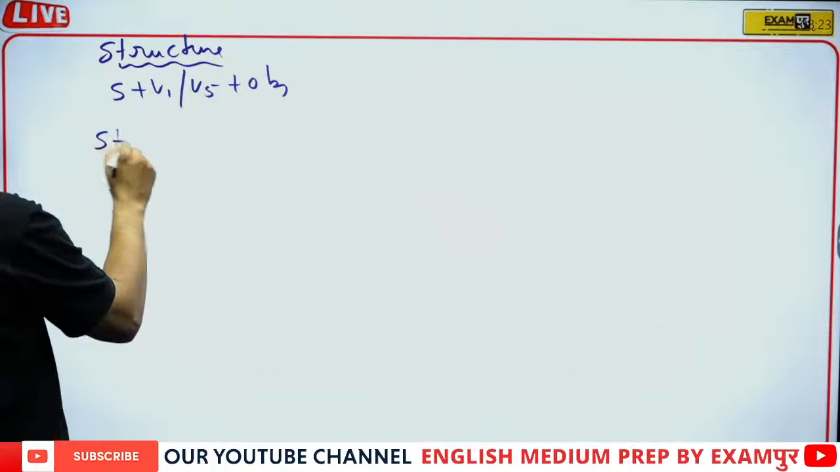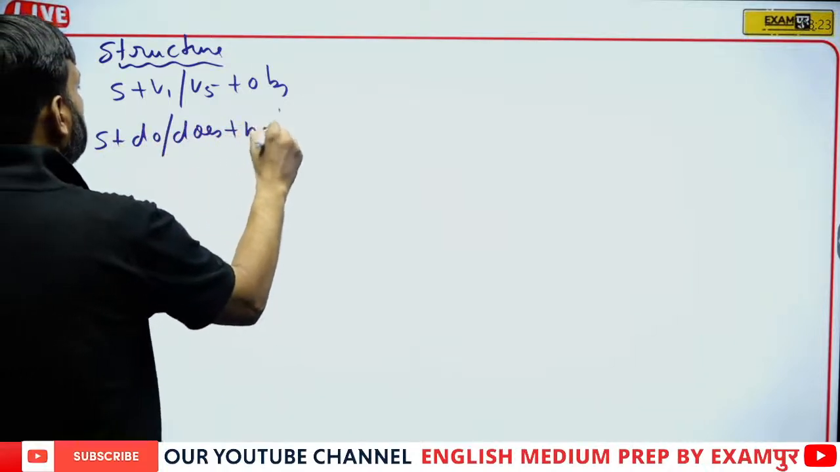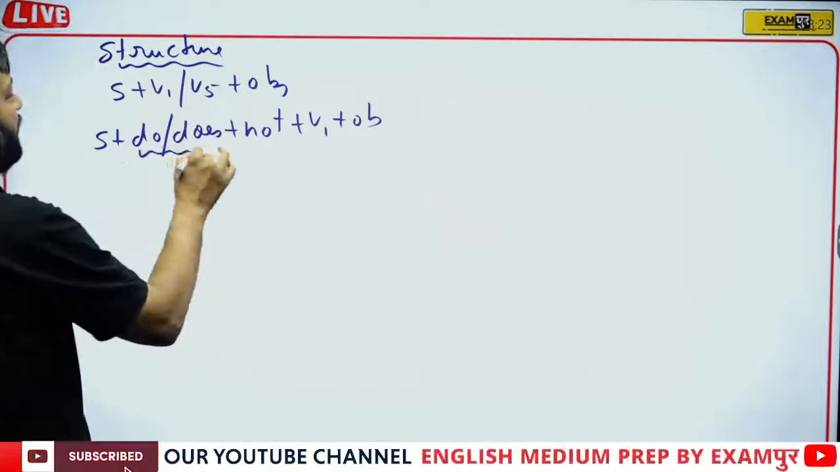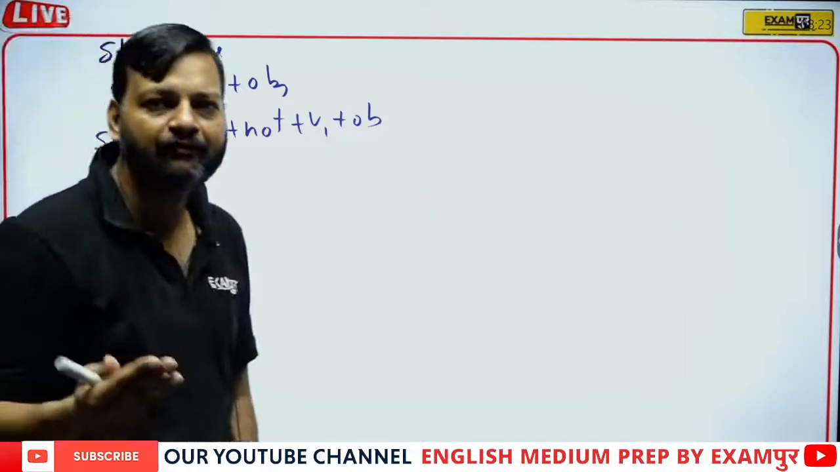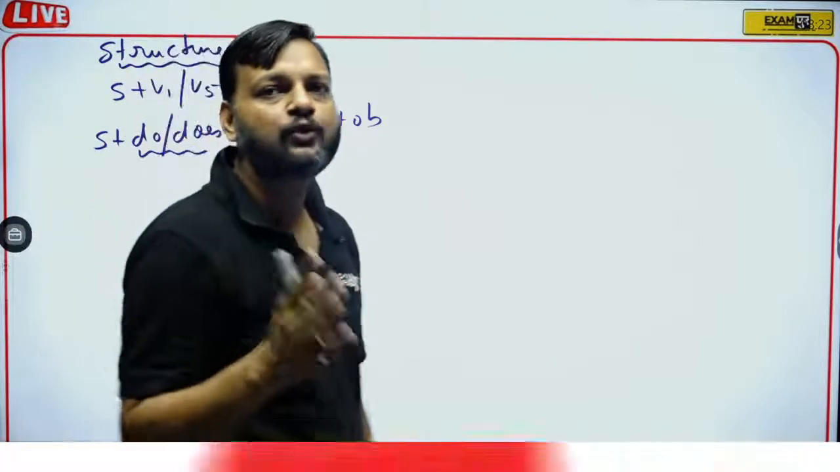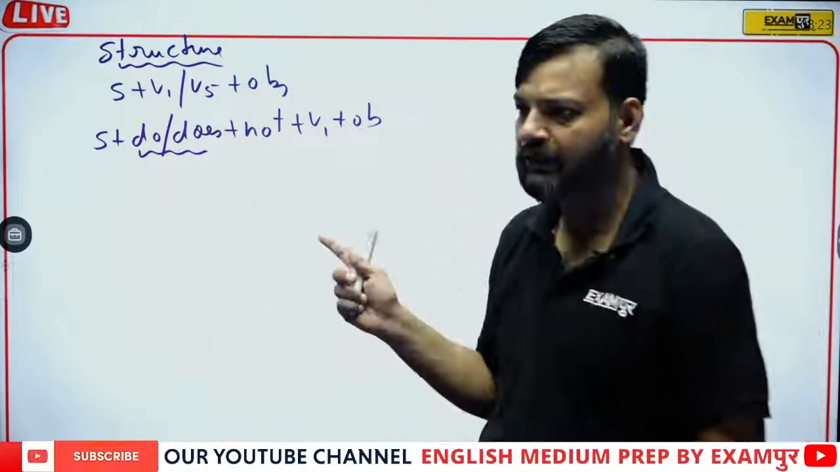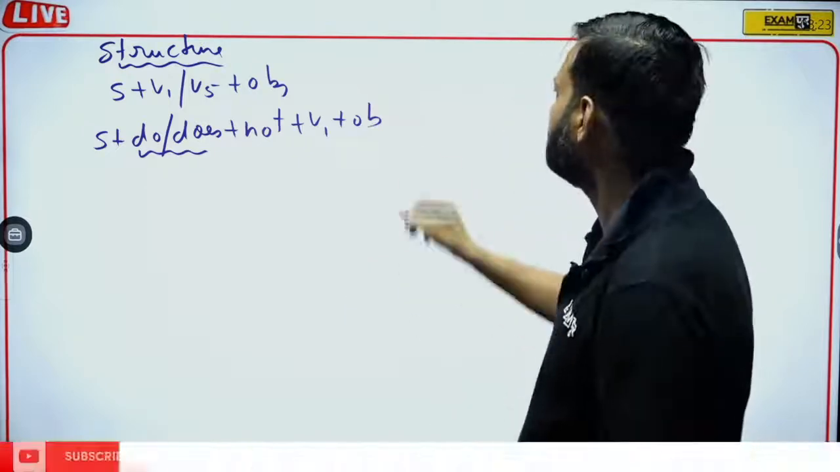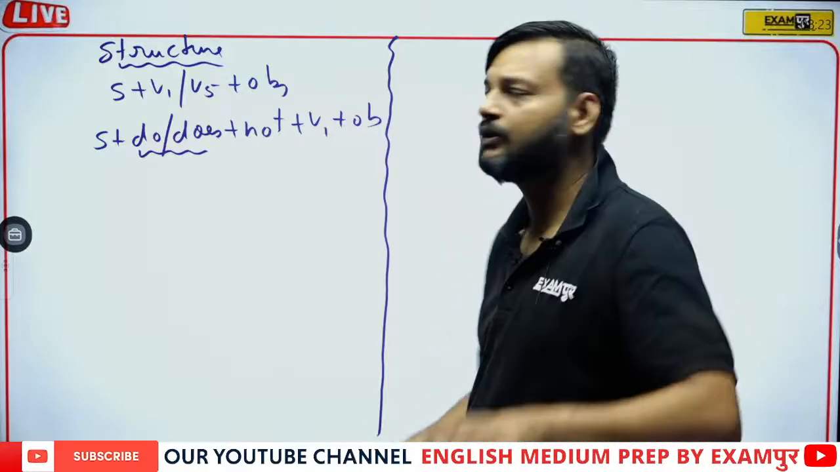Positive, and negative or question: subject, do, does, V1 and object. Remember one thing, that when you use do or does, it is never followed by the fifth form of verb. After do or does, the fifth form cannot be used. After do or does, only the first form has to be used. So this is the structure. Now let's talk about the uses.